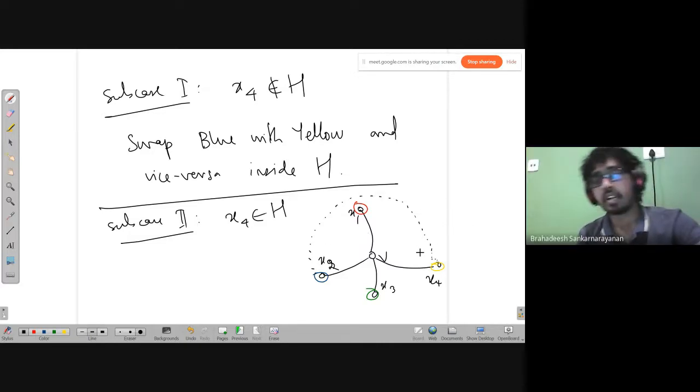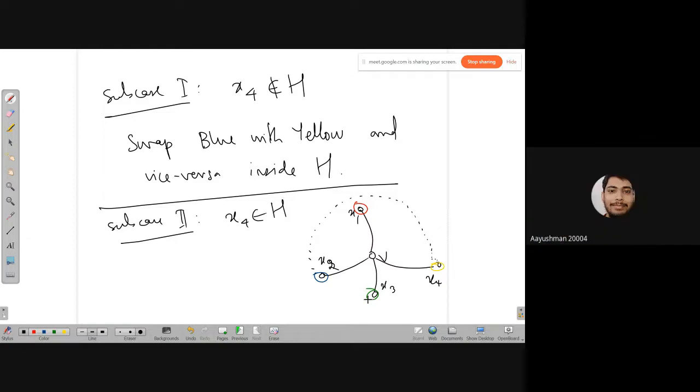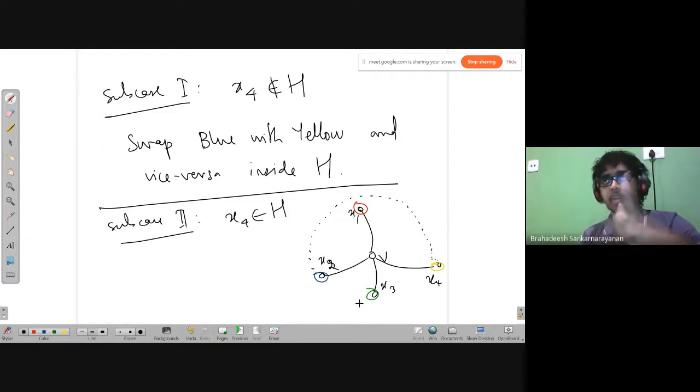So let's swap our point of view and look at Kempe chains from X1 to X3. That is to say, let's say we start at X3 and look at the connected subgraph containing X3, consisting of all those vertices which are colored only red and green. So this is some other graph. Let's call it H prime or something like that.